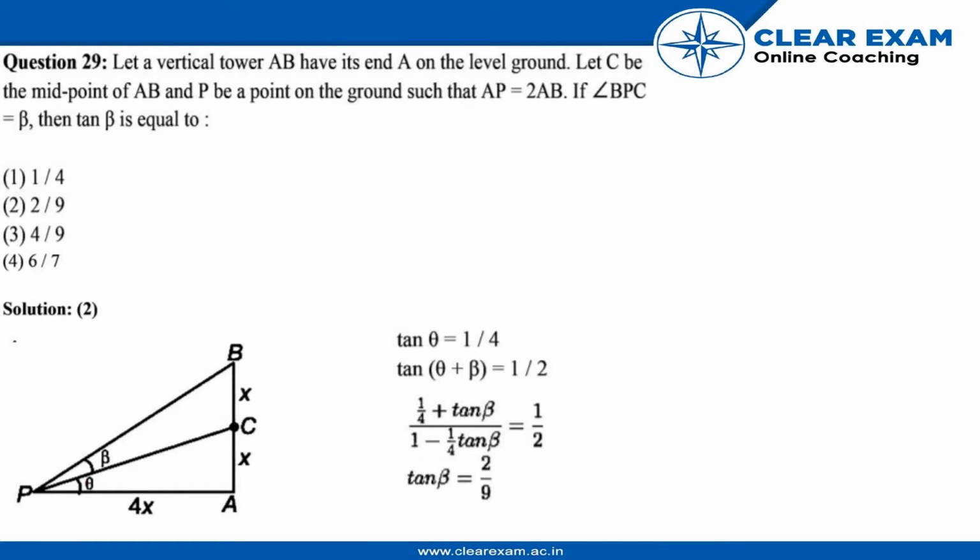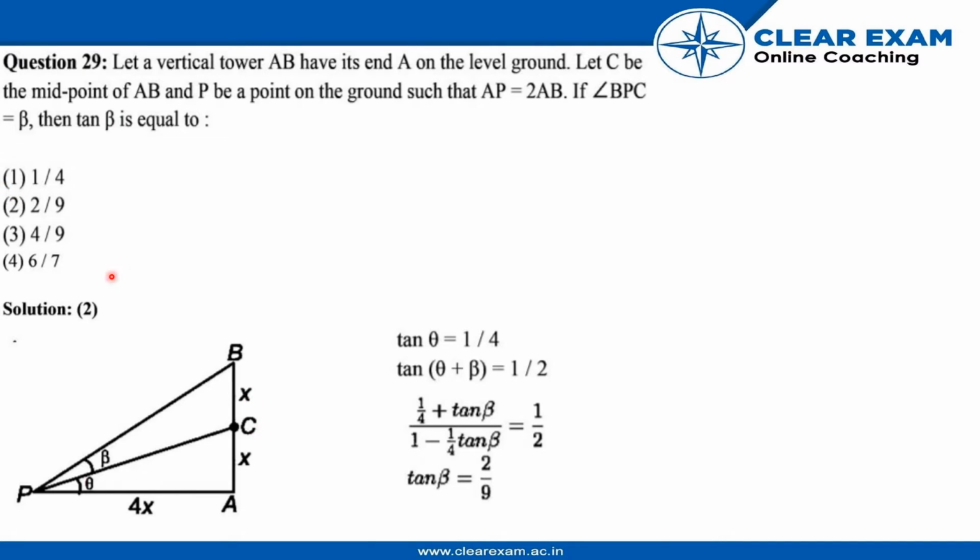Hello everyone. So let's discuss the solution for the given problem. The problem states: let a vertical tower AB have at its end A on the level ground. Let C be the midpoint of AB and P be the point on the ground such that AP is equal to 2AB. If angle BPC is equal to beta, then we have to find the value of tan beta, right?